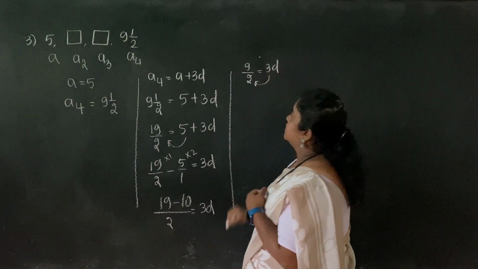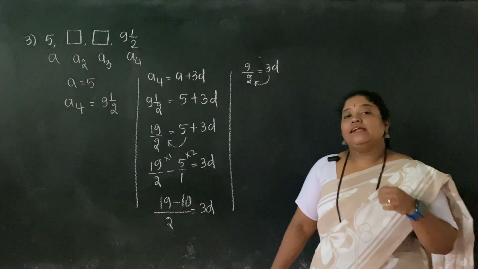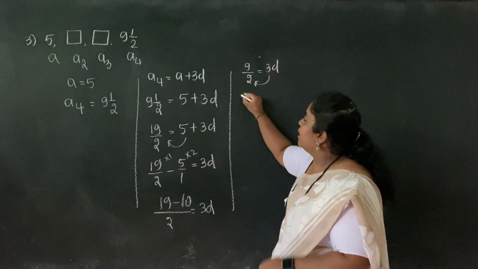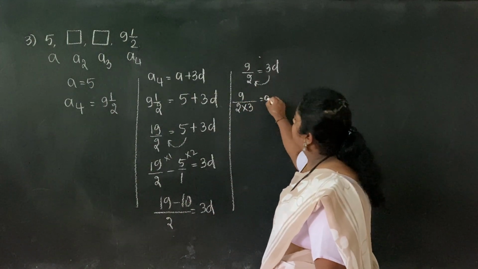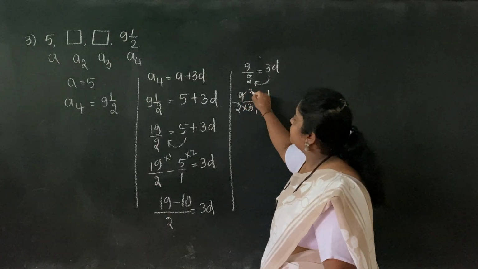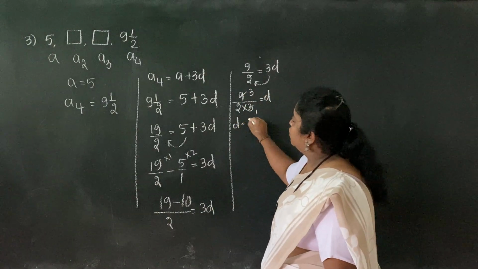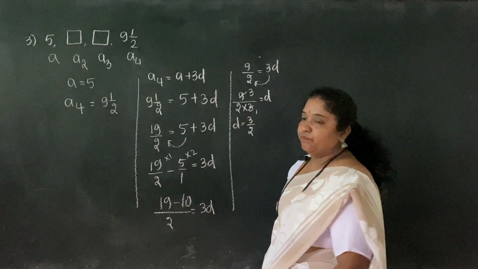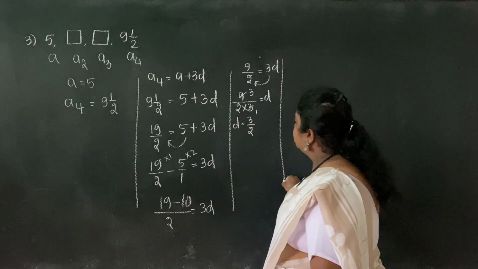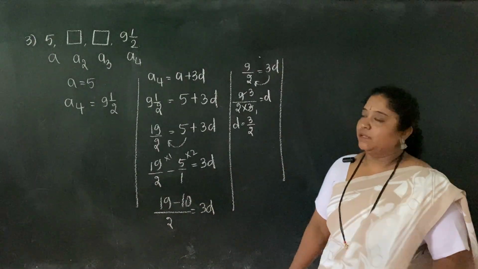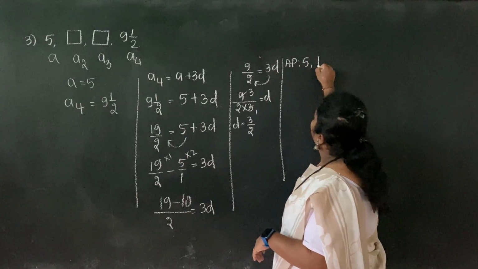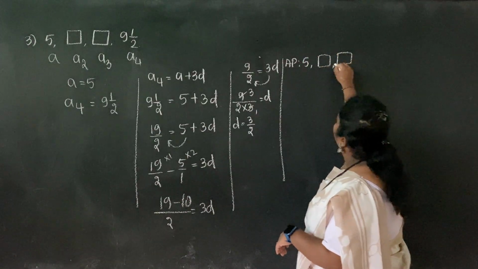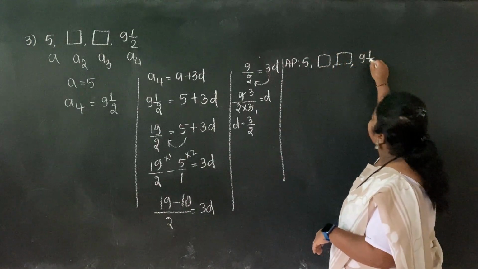Bring this 3 to this side. Multiplication turns to be division. So we'll be having 9 divided by 2 into 3 is equal to D. 3 ones are 3, 3 threes are 9. So D is equal to 3 divided by 2. Okay, I got the D value 3 by 2. Now let me write the arithmetic progression. See what is provided here. AP 5 comma box comma 9 integer 1 by 2.